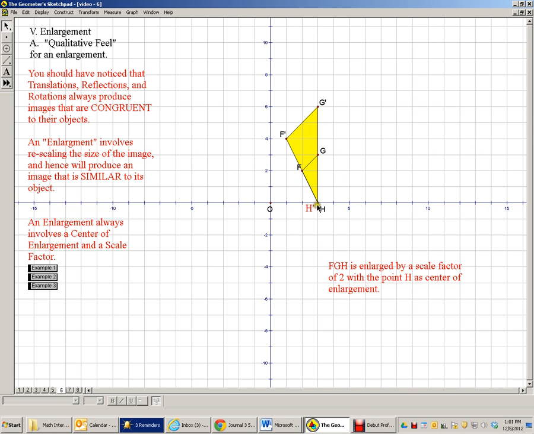To get from H to F, I go left 1 and up 2. So I've got to double those distances to get from H to F prime. Left 2 and up 4, sure enough, it works. Get this out of here.